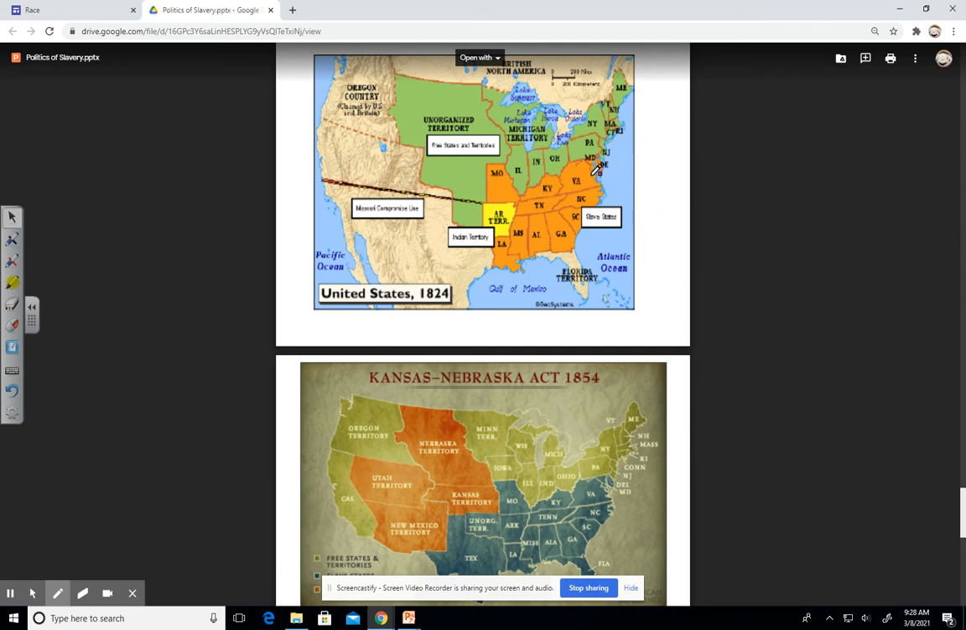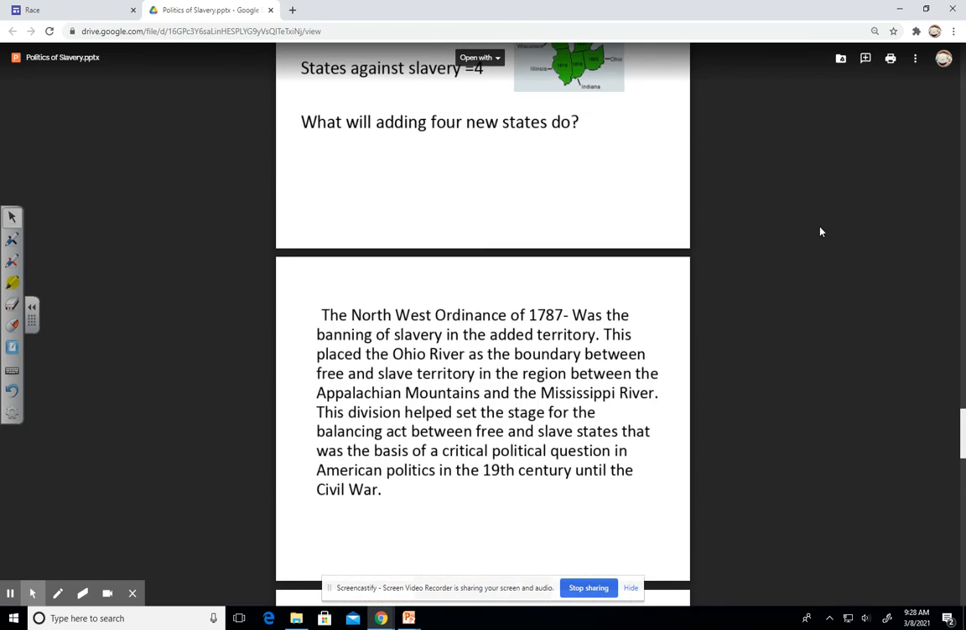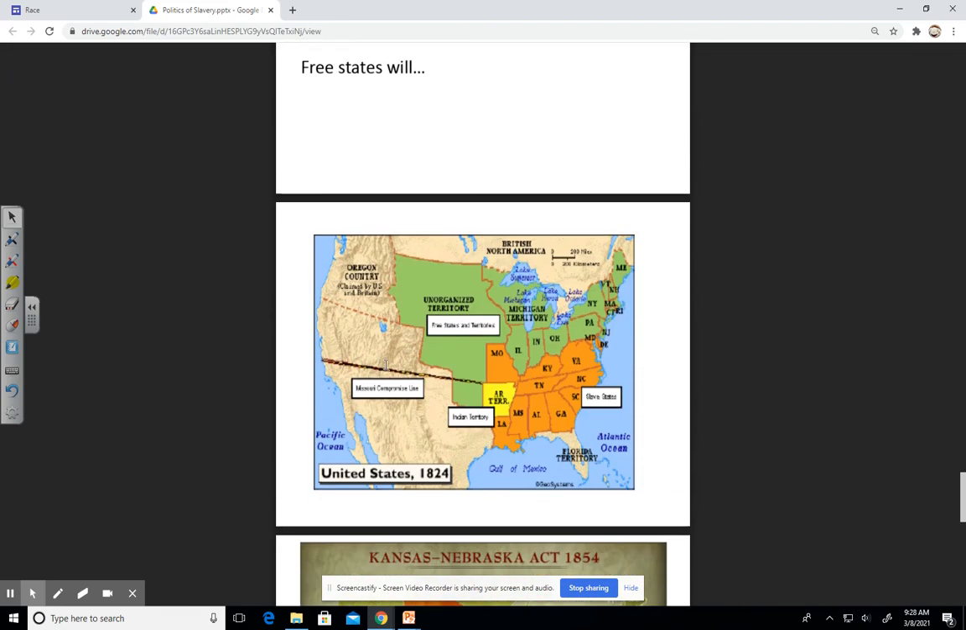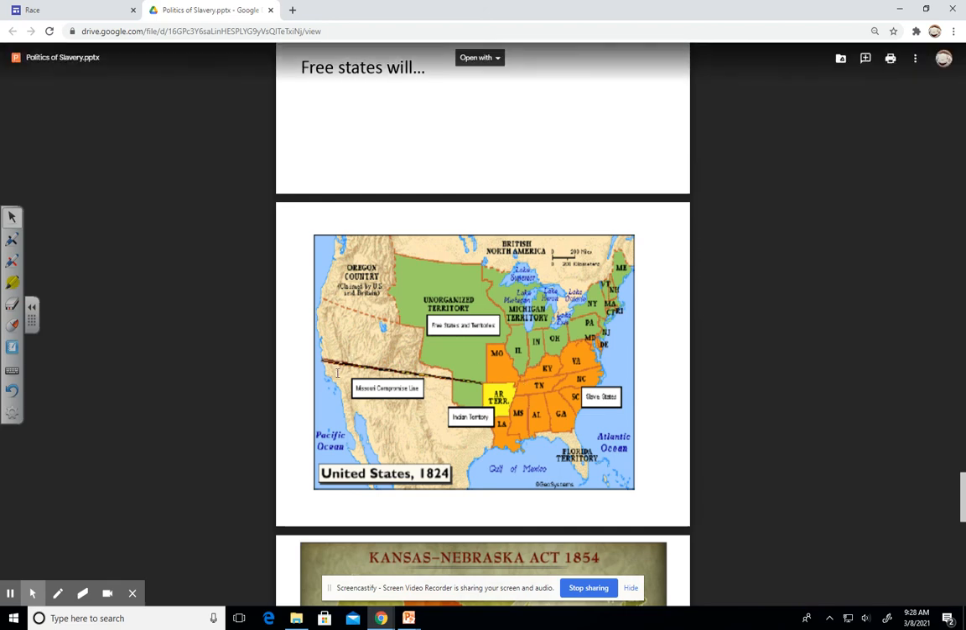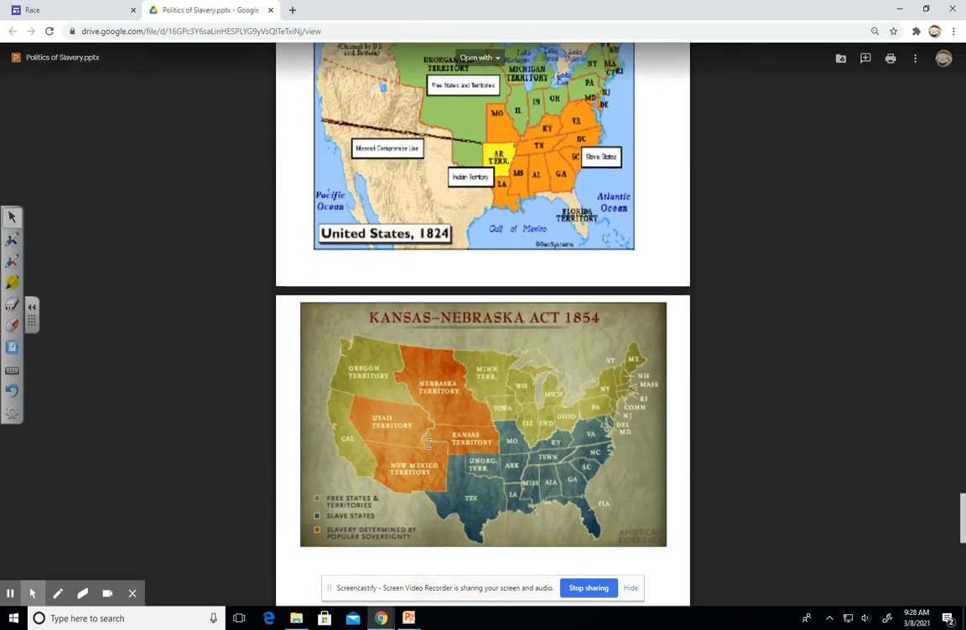So that is a compromise that in some way overturns the Northwest Ordinance, because over here, they're banning slavery in the added territory. And here they're revising it saying, yeah, well, we're not going to really do that. It's going to depend where you are based on the Missouri Compromise line. If you're above it or below it is going to be the deciding factor.